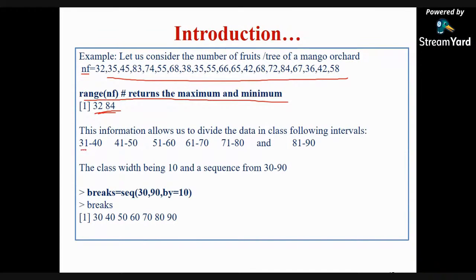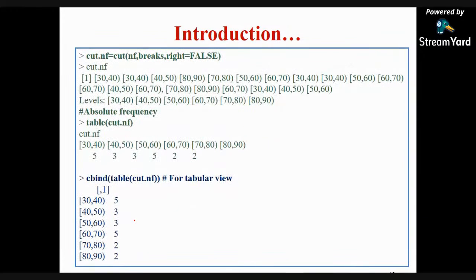So the classes will range between 30 and 90. I'm taking 10 as the class width, and the sequence from 30 to 90. If I break them in R, I can create classes, so I have to write seq from 30 to 90 by 10. If my classes were from 20 to 100, the width would be 20, so by 20. When I write this code, I get the output 30, 40, 50, 60, and so on until 90.